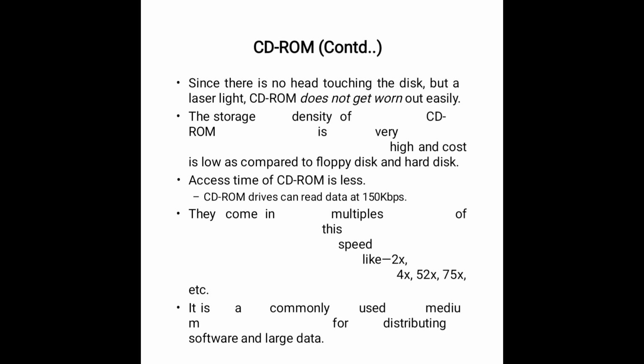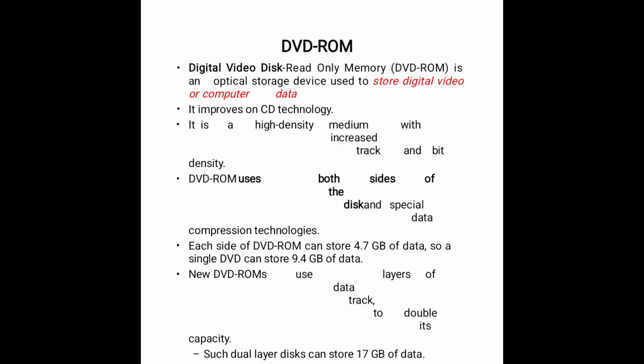It can read data at a maximum of up to 150 kilobytes per second. They come in multiples of the speed like 2x, 4x, 52x and so on. These are all the writing speeds. It is a common medium for distributing software and large data. So this is a pictorial representation of the CD-ROM.